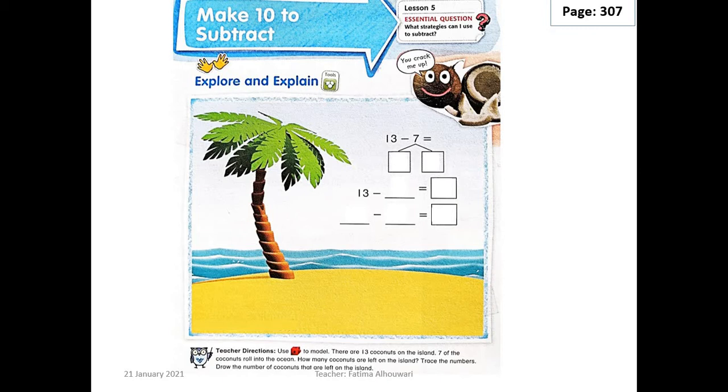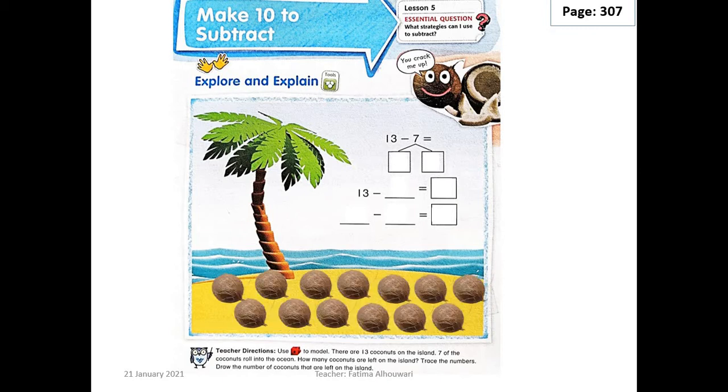So, listen to the story, grade 1. There are 13 coconuts on the island. Here they are. 7 of the coconuts roll into the ocean. How many coconuts are left on the island? What do you think, grade 1? Let's apply the new strategy together, grade 1.